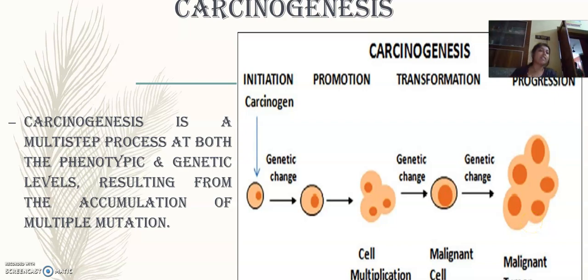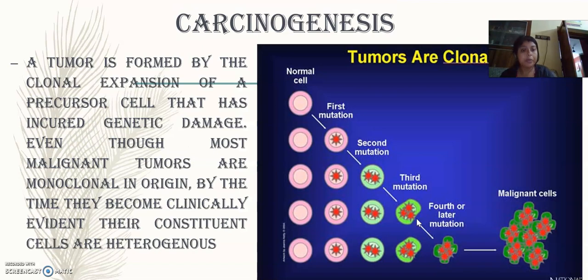So basically carcinogenesis comprises initiation, promotion, transformation and progression. So initiation is from your carcinogen to promotion, that is the first genetic change. Then there are multiple genetic changes which will lead to transformation from a number of cells to a malignant cell, and then to a malignant tumor. So next, the tumors are clonal.